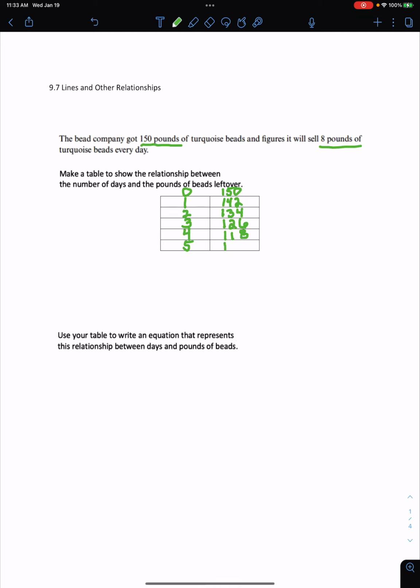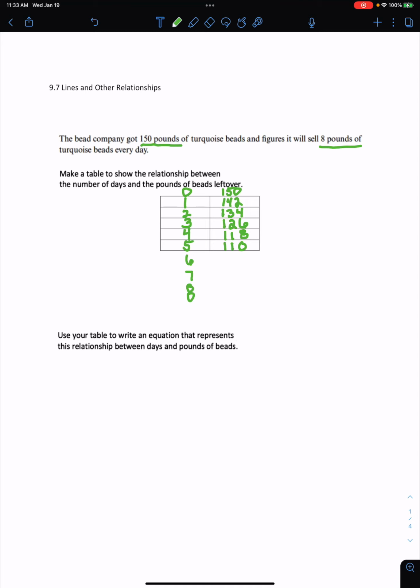Hopefully you're seeing the pattern by now. We'll end up with 110 pounds of beads. So we could keep this going, right? We could go to day 6 and day 7 and day 8. And each time we are taking away 8 pounds of beads.